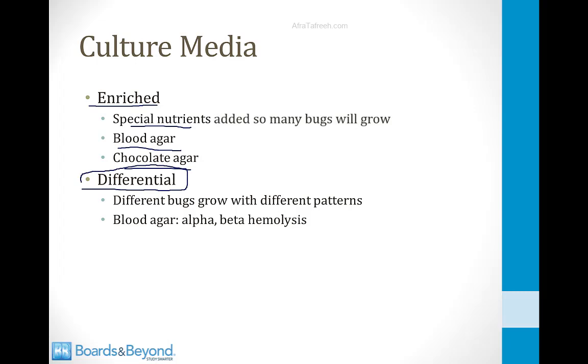And then sometimes we call culture media differential, and when we say it's differential, we mean that different bugs grow with different patterns that we can see. So the best example of this is blood agar. So some bacteria demonstrate a pattern of alpha hemolysis, and others demonstrate a pattern of beta hemolysis. I'll show you some examples of that in a few slides, but the point here is that blood agar is a differential medium because it allows us to identify different bacteria based on their growth pattern on the culture media.